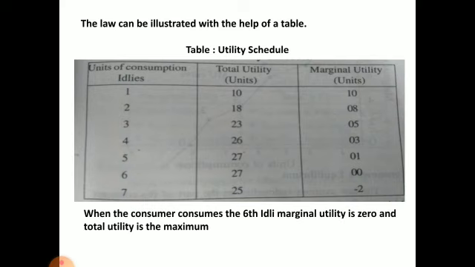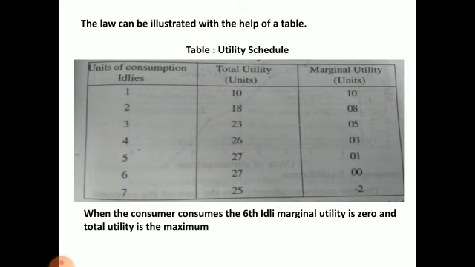So, when the marginal utility is 0, the total utility is the maximum. You have to note down that. When the marginal utility is 0, the total utility is maximum. That is, with the consumption of the sixth unit, the consumer achieves the maximum satisfaction.